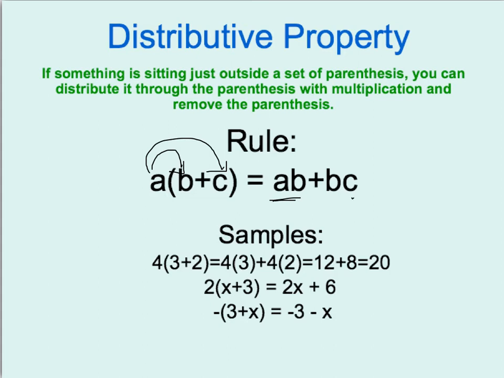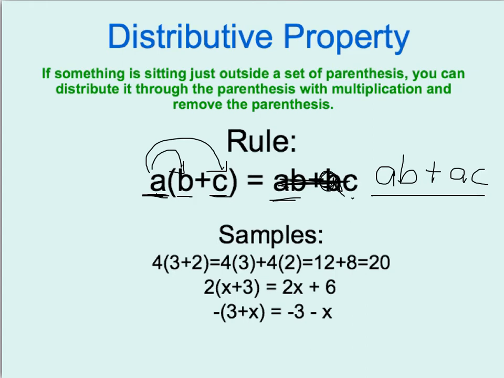Oh, I see a mistake here. This should be an a. So don't write b there. So this a is being multiplied by b, and then the a is being multiplied by c. So let's just make sure you have this right. This is a times the b plus a times the c. And that's called the distributive property because you're taking what's on the outside and distributing it along the inside. Let's look at these examples.